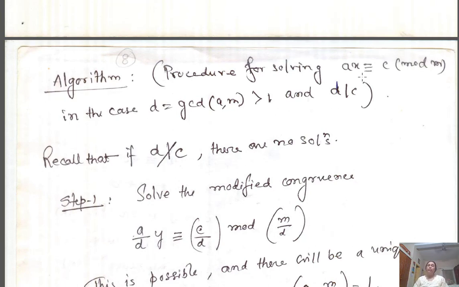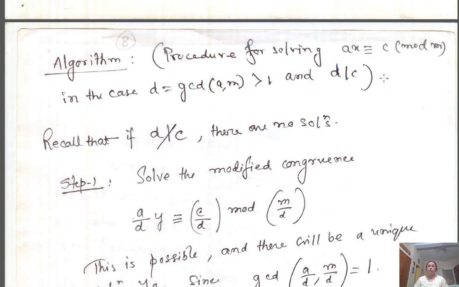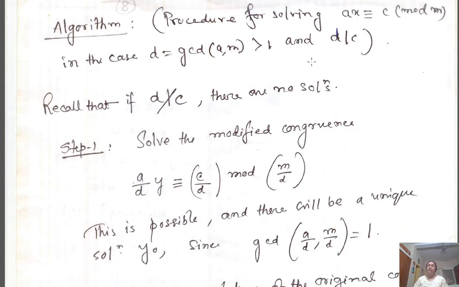So you have the congruence ax congruent to c modulo m, and d is the GCD of a and m, the modulus and this a. The GCD is greater than 1, and we are also assuming d divides c. So this equation has d many solutions. So what are the solutions? You recall that if d does not divide c, it does not have any solution.